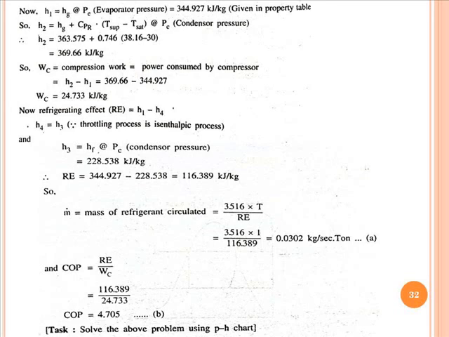So our compression work is H2 minus H1, and that value is 24.733 kilojoule per kilogram. So now H1 and H2 are available, and based on that we will get the value of WC. Now our next target is to find H4.